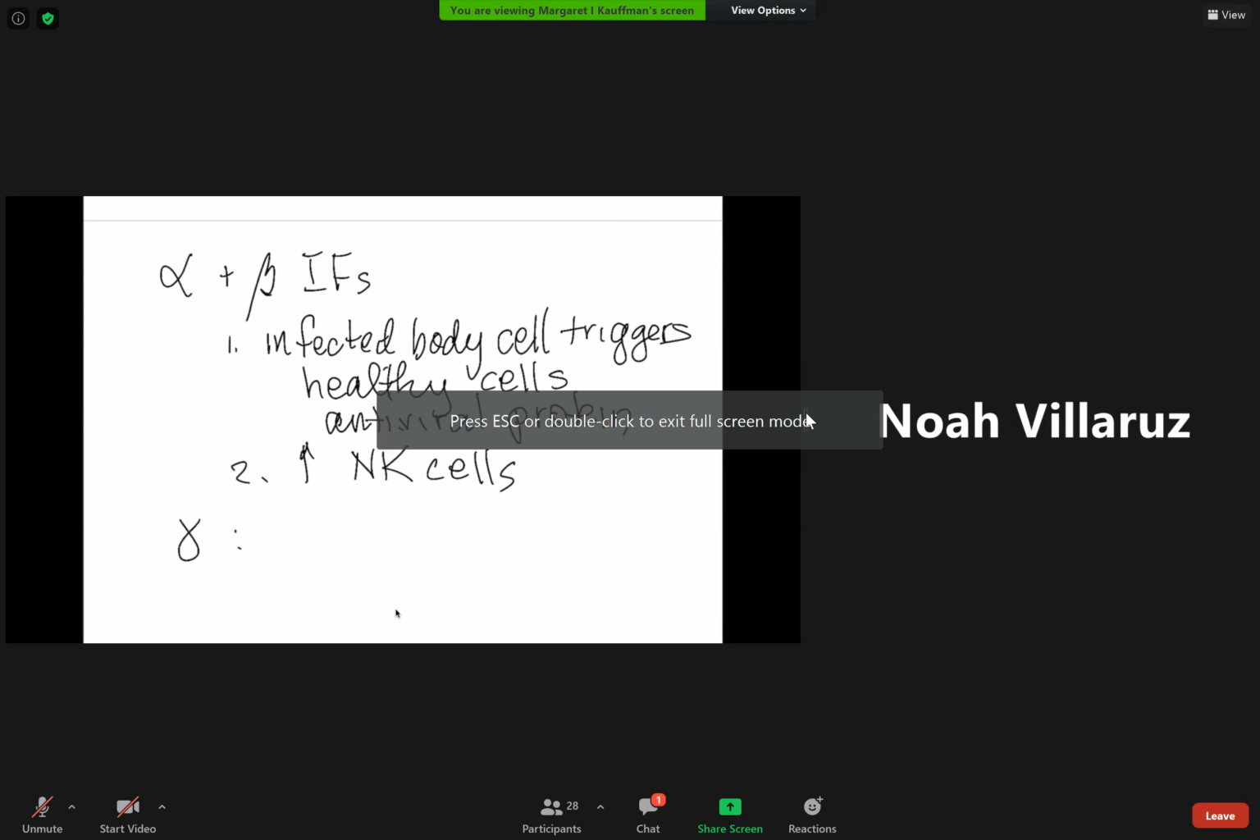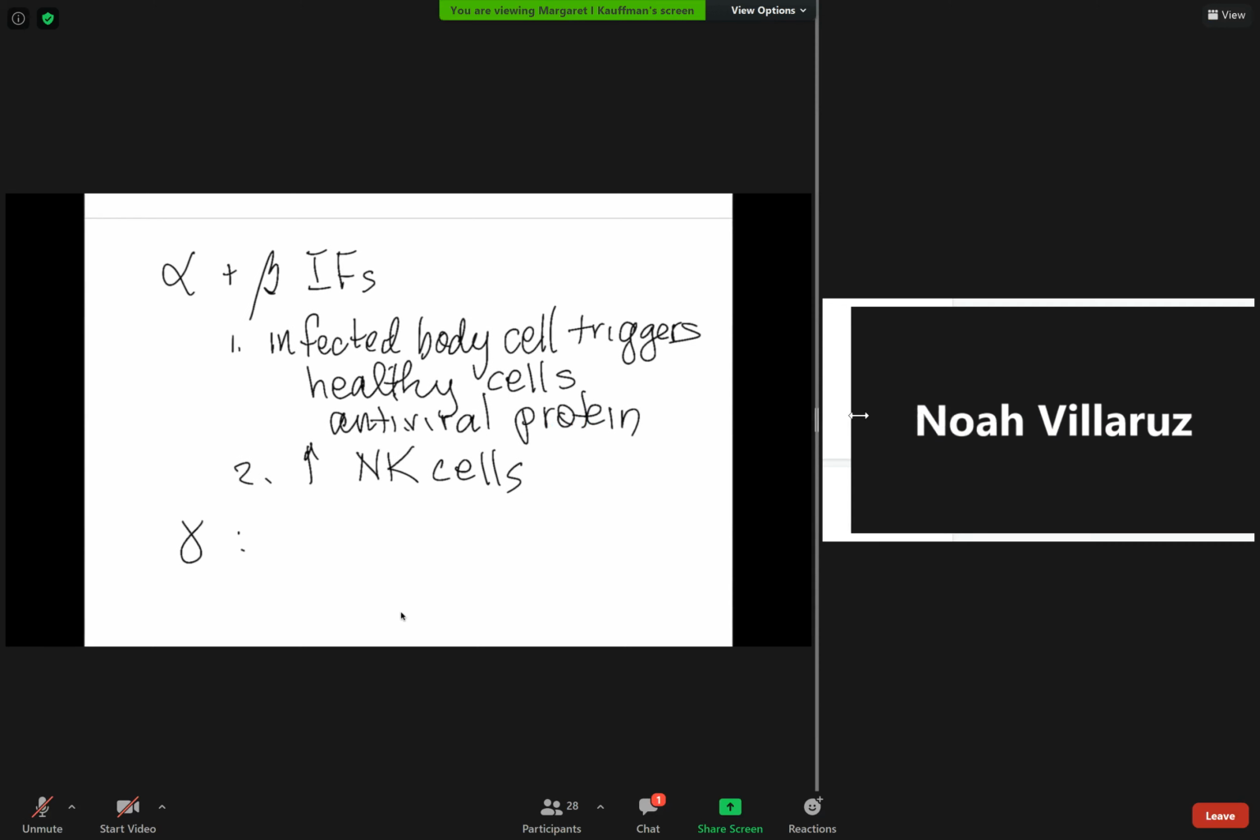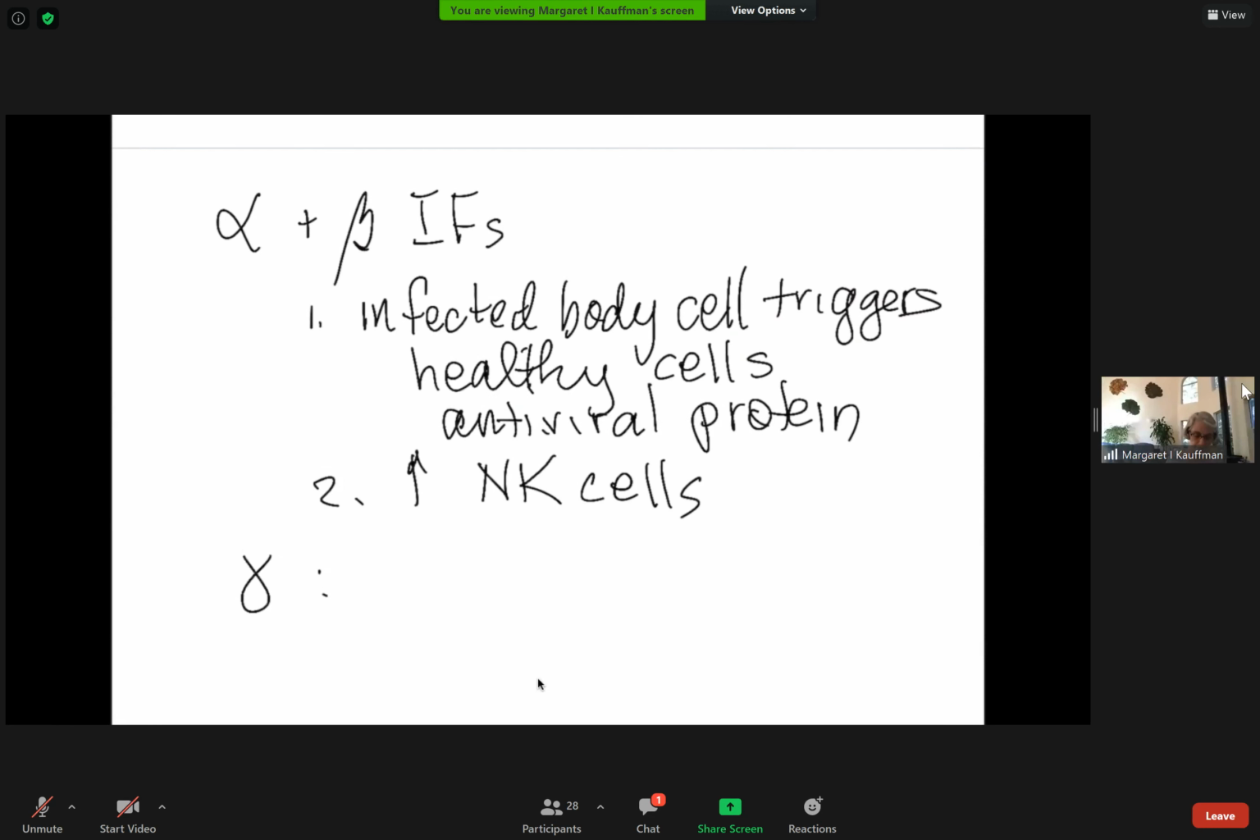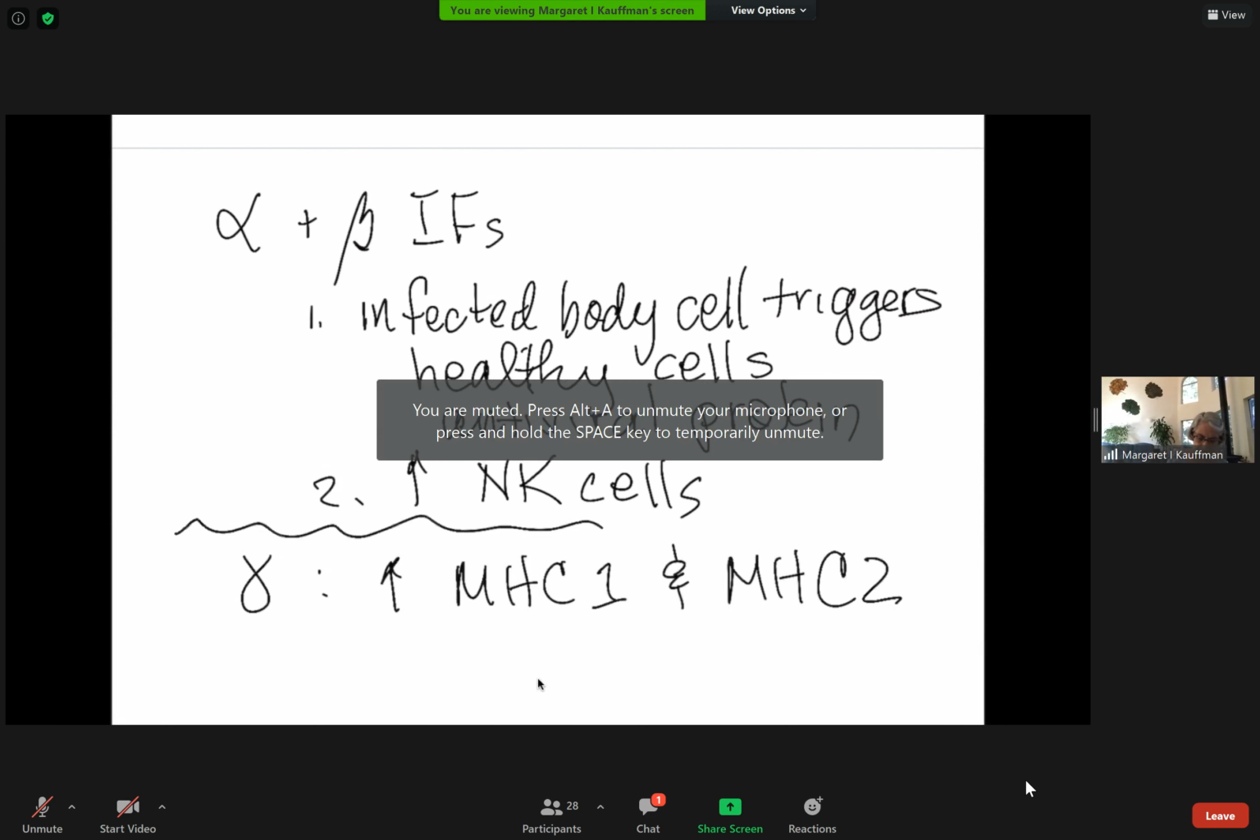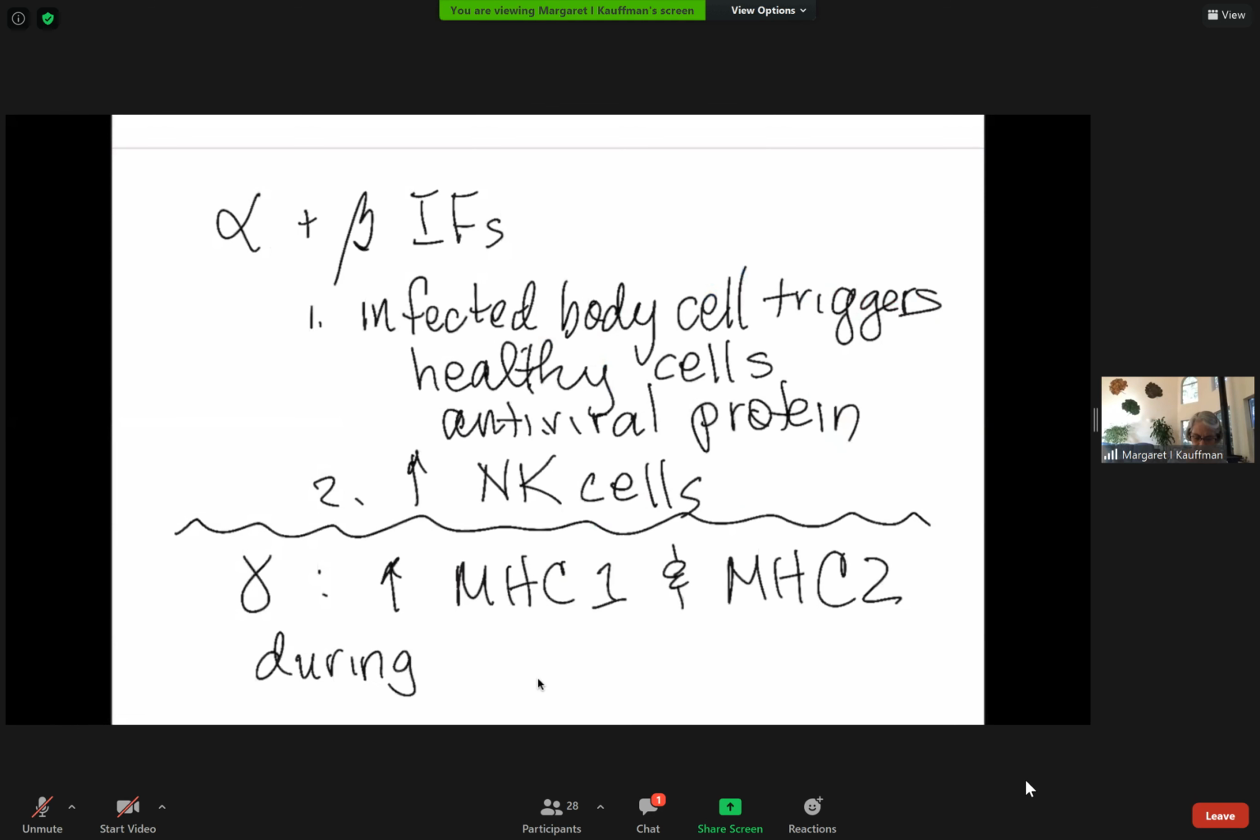In your notes on lecture, it said that alpha and beta increased production of MHC1, but on the table it says that gamma actually increases production. I think the way I wrote that slide was a little bit confusing. So this increases MHC1 and MHC2 expression. So in a way, as we'll see, this occurs during the adaptive, although it can help the innate. And we'll see more how it helps the innate when the next group talks about these natural killer cells.